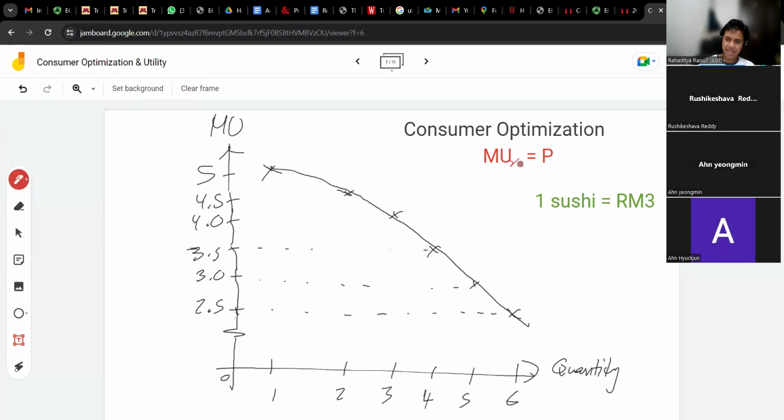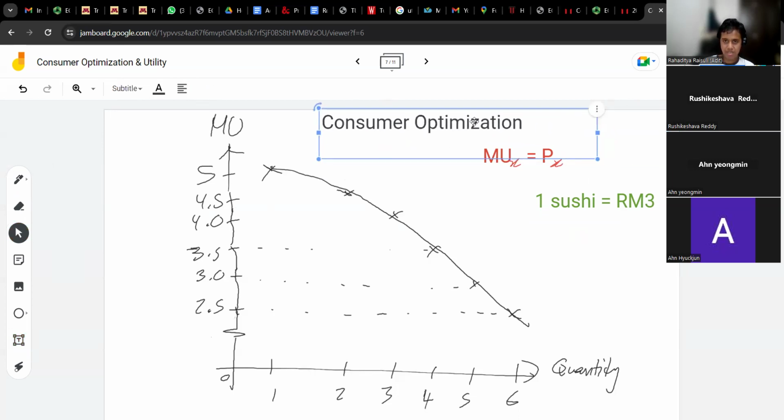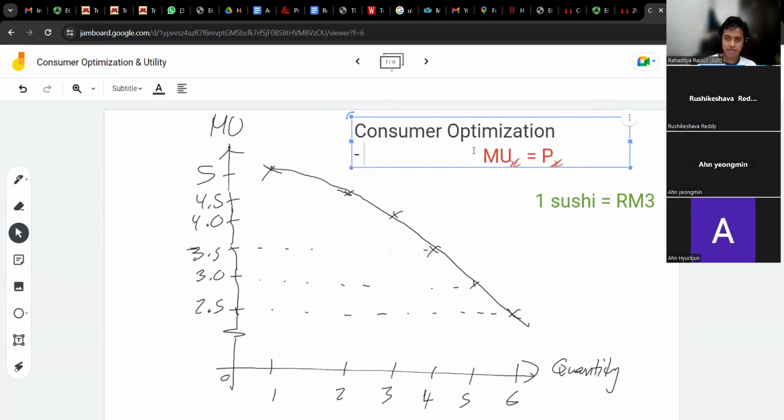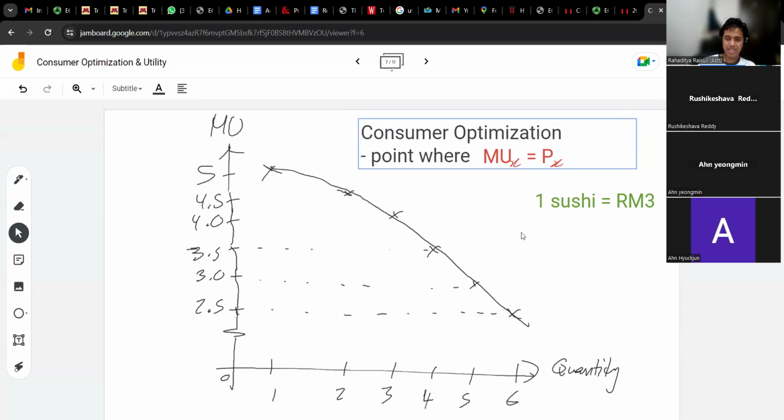So yeah, if we want to find the point at which the consumer optimization occurs, then you have to find the point at which marginal utility is equal to the price. So let me just write this down. Point where MU equals P, and this is usually the point at which it will tell you the quantity. Can someone tell me, what do you think the optimization point of this is? How many sushi should I actually buy?